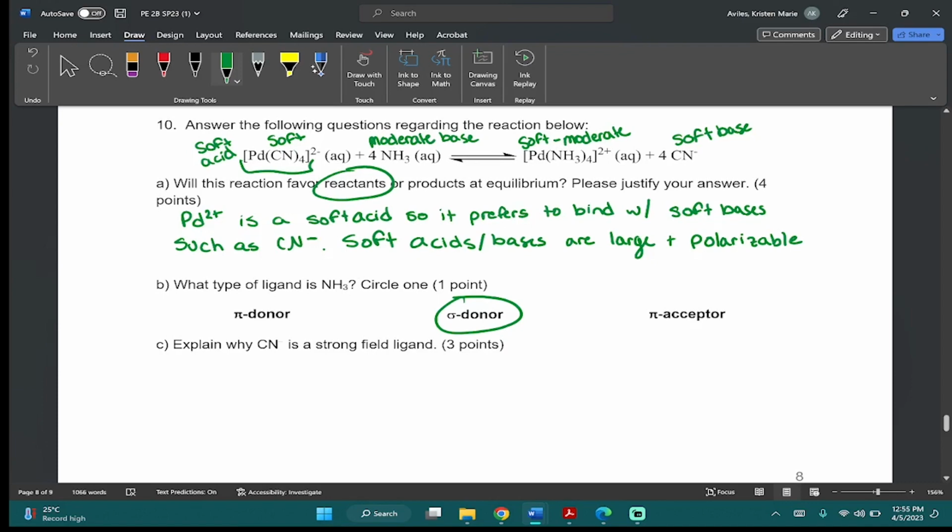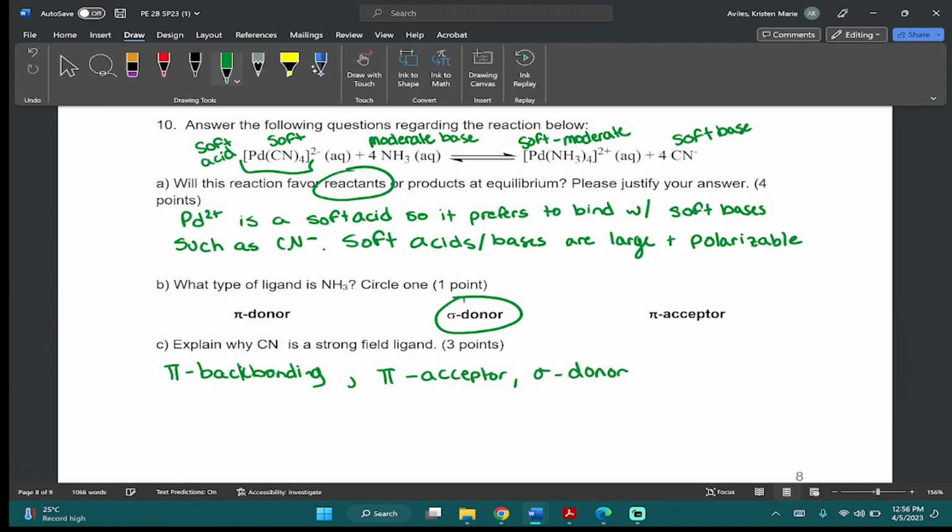And then the last one is, why is cyanide a strong field ligand? If I just wrote pi back bonding, I'm looking for three things here. Pi back bonding is one. What type of donation does it do? Pi acceptor. It is a pi acceptor. What about sigma? Sigma donor.